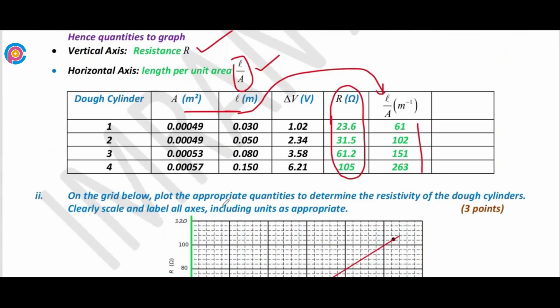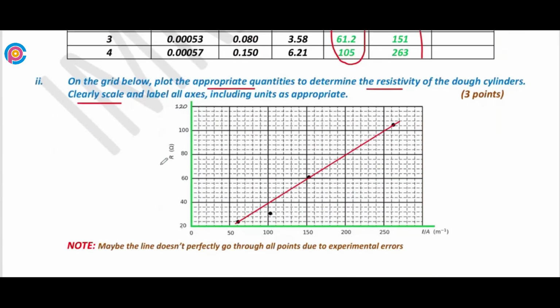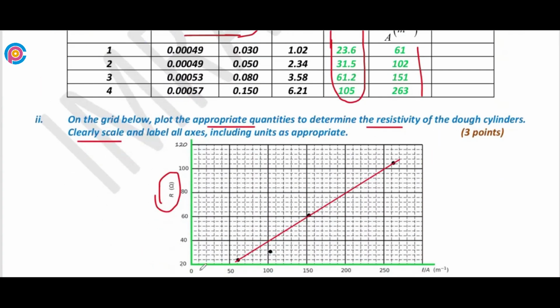Next, on the grid below, plot appropriate quantities to determine the resistivity of the dough. Clearly scale and label all axes, including units with appropriate scales. So as we know, resistance is vertical with the unit of ohm, and L over A with the unit of per meter. All these points are designed with the scale. The horizontal axis has a 50 interval for the big scale and 20 along the vertical scale. We have placed all the values according to the table. This is the line. One of the points is not on the line, might be an incorrect experimental value.